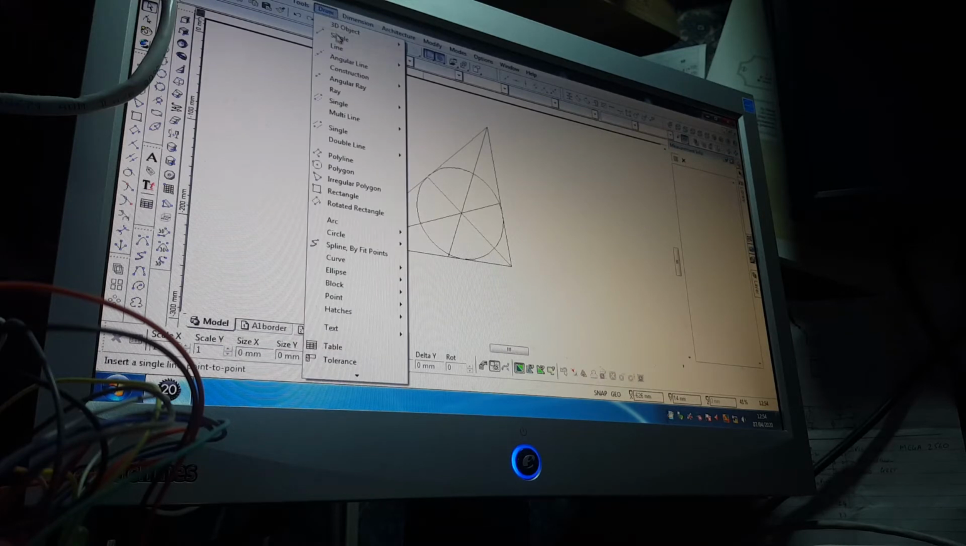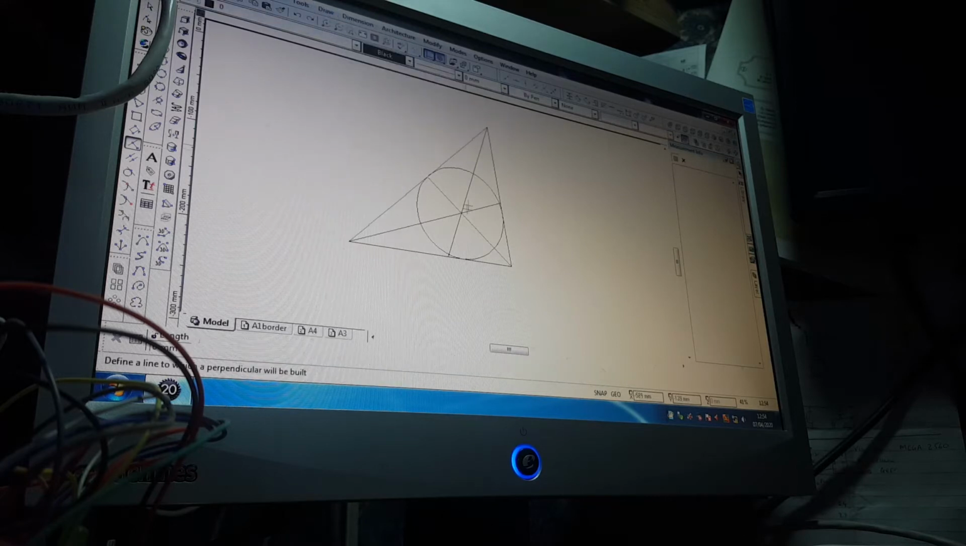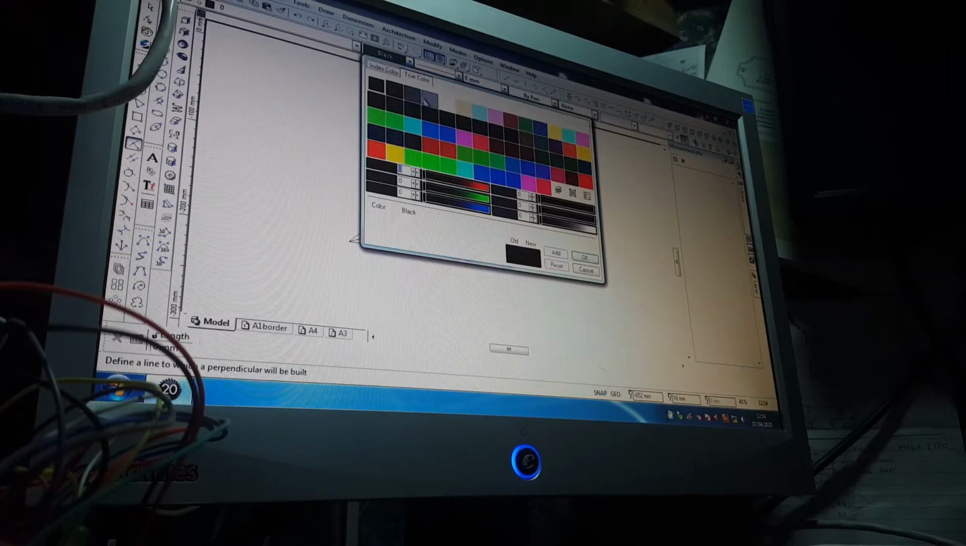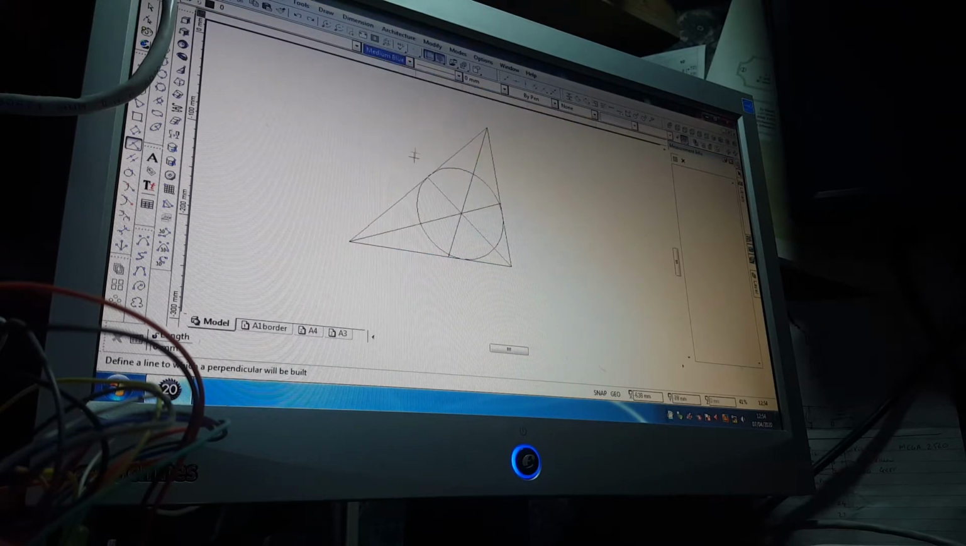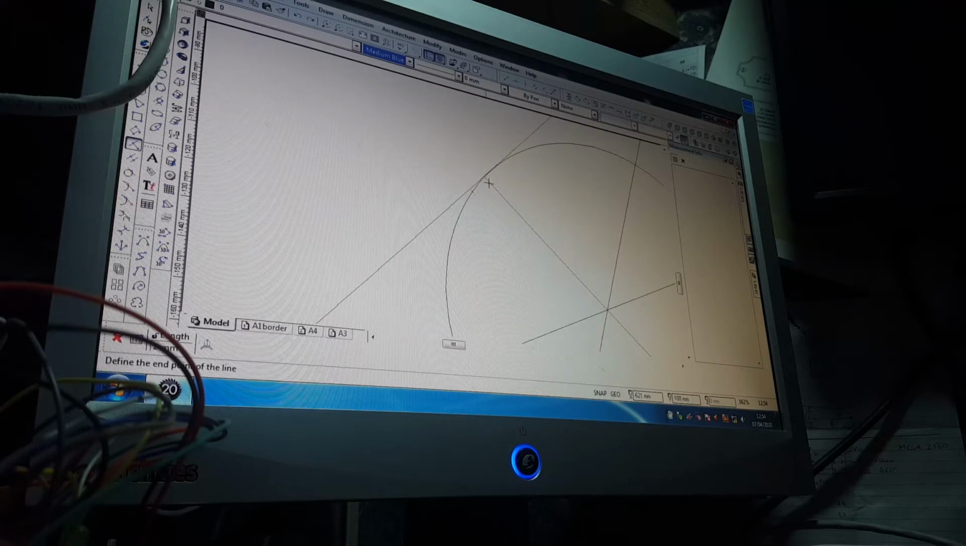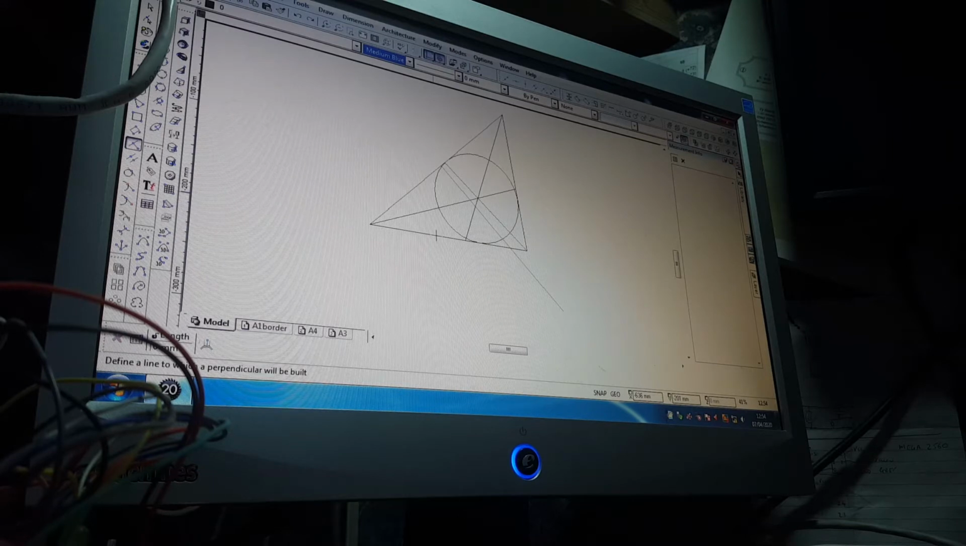So draw line perpendicular. In fact, I'm going to change the colour to blue so you don't get confused. So I clicked on the triangle and you can see it's coming off perpendicular. So then hit mid, which is a different point to that, and then come across there again. Let's find the midpoint perp there and the midpoint perp there.